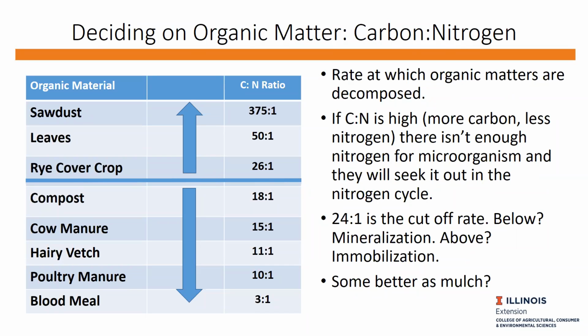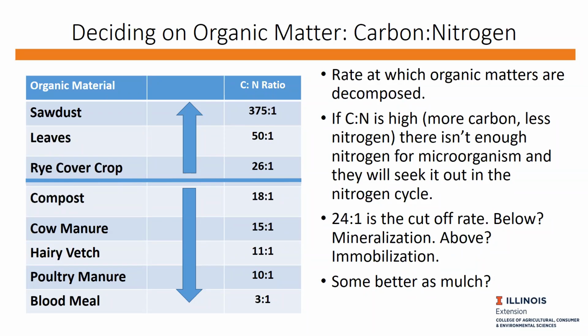Another factor that you're going to have to consider is the organic matter carbon to nitrogen ratio, which you see here. This tends to be the rate at which organic matters are decomposed. If a carbon to nitrogen ratio is high, so you have, say, more carbon versus less nitrogen, which you kind of see there with sawdust, a very high C to N of 375 to 1.